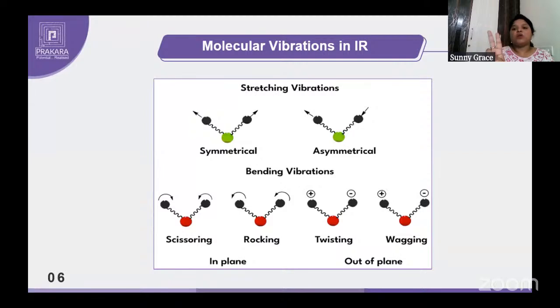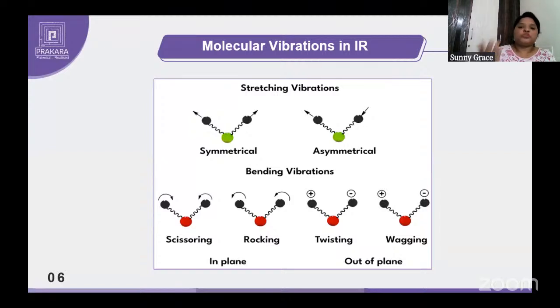Now coming to the out of plane, we have twisting. Twisting is something like this. Instead of going in one plane, they will be going in opposite directions. And wagging, two will be moving forward and backward. So these are the different types of molecular vibrations you will be observing.